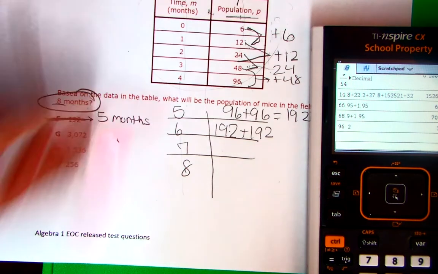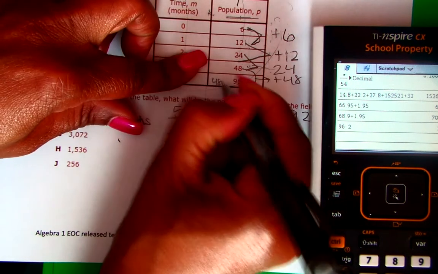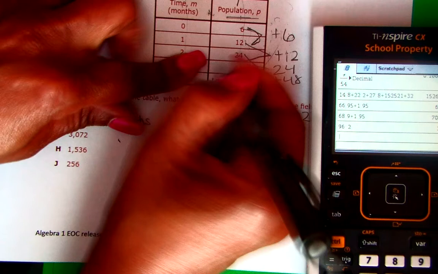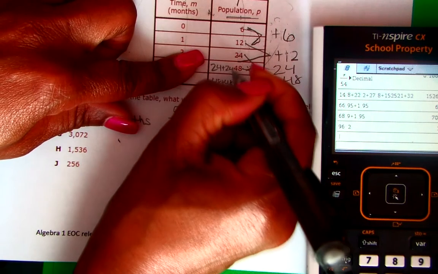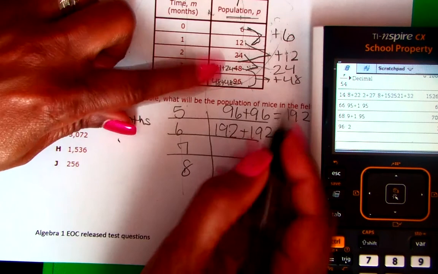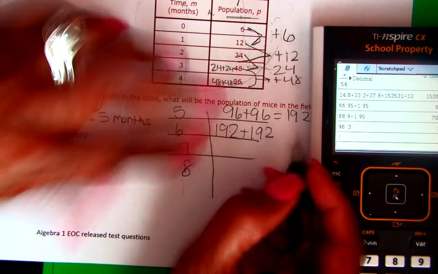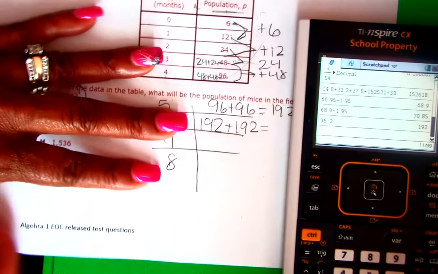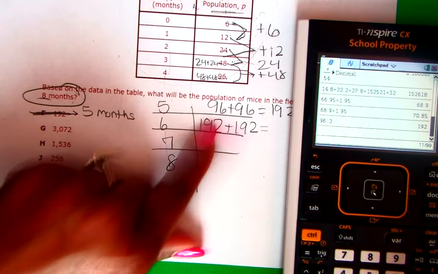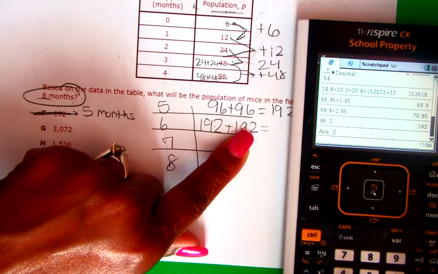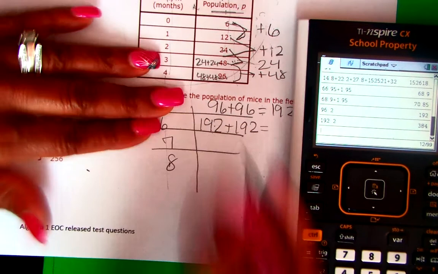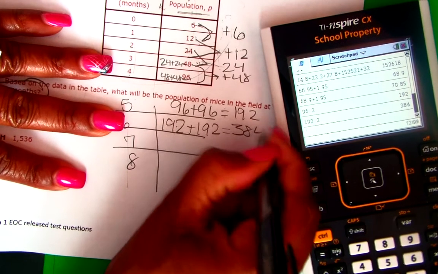Okay? Because this right here was 48. If you need to do something like this, do it. If you said 24 plus 24, do it. It's okay. 48, 24 plus 24, 48 plus 48, 96 plus 96, 192 plus 192. So I'm going to double the 192. So I'm going to say times 2. And I get 384. Okay.